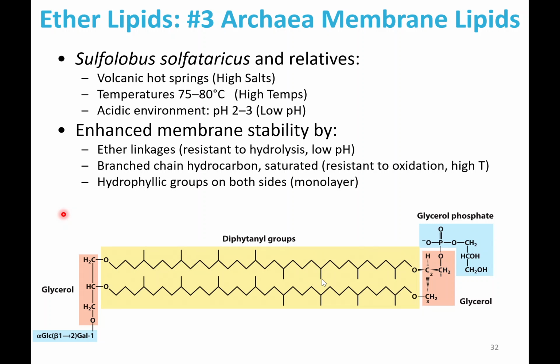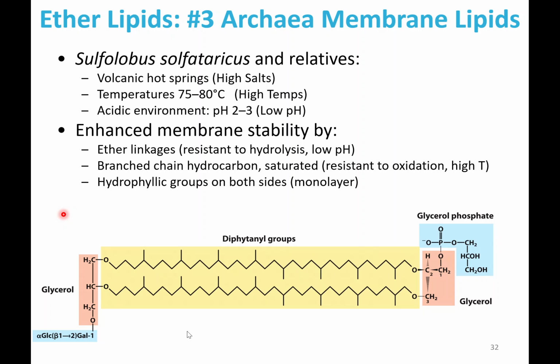But on the other end, it doesn't just end. There's now another glycerol, and then we have some sugars. So these are alpha glucose and galactose. Again, I wouldn't expect you to draw this at all, but if you saw a picture of it, I'd hope you'd be able to say, oh, what is this? Well, there's ether linkages on both sides. It must be this Archaea membrane.